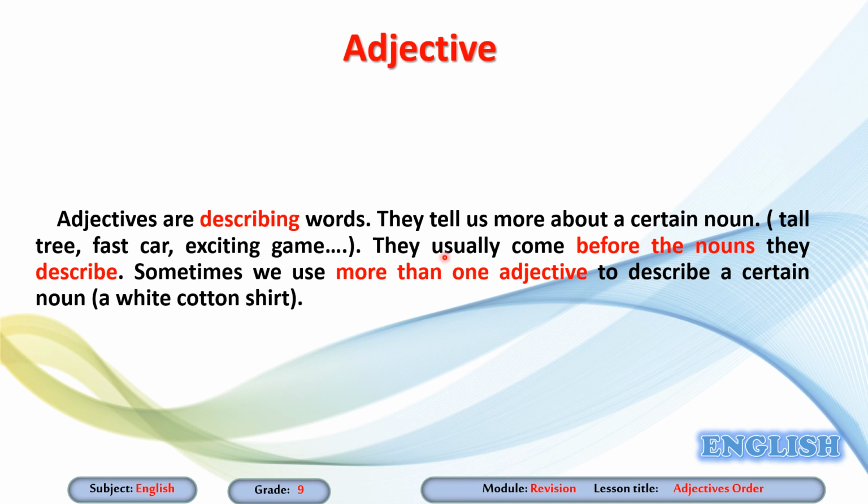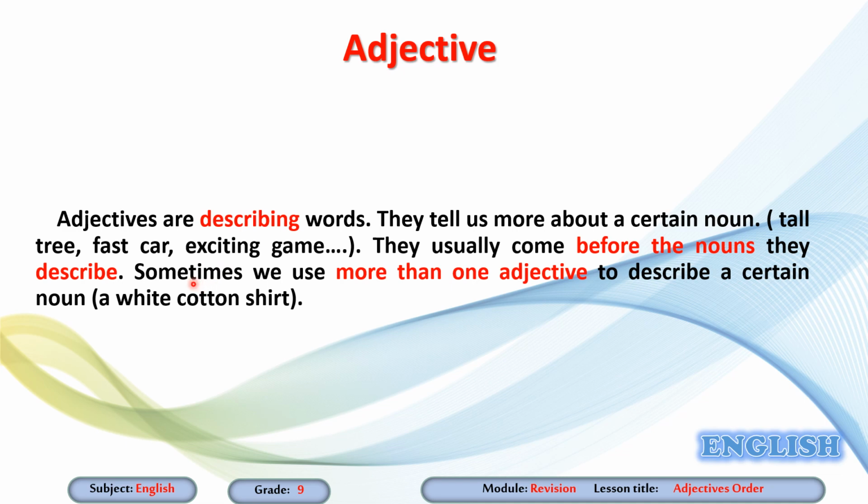Adjectives usually come before the nouns. This is an important point, dear students. Don't forget to put adjectives before nouns. Let's see. Tall tree. Tall is an adjective. It comes before the noun tree. Fast car. Fast is also an adjective. It comes before the noun car. Exciting game. Exciting is an adjective followed by the noun game.